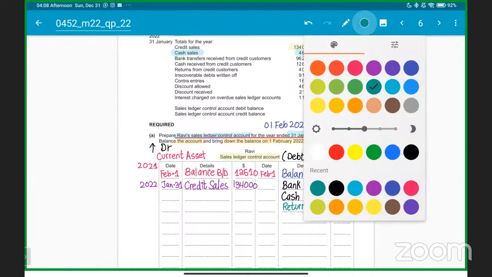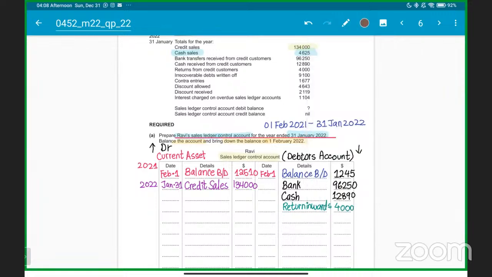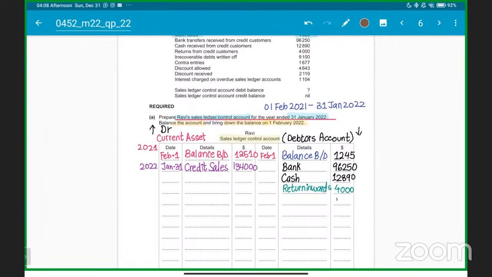Got it clear? Then, as we have already discussed a lot of times, there will be irrecoverable debts as well. Some customers will definitely not pay. They will become bankrupt. They will just refuse to pay their amount due to bankruptcy or any other reasons. So irrecoverable debts will also reduce the customers, because irrecoverable debt is an expense. So irrecoverable debts comes on the debit side, and the customer account, or the debtors account, or this control account, will become credit. Is everyone with me, following up till now?